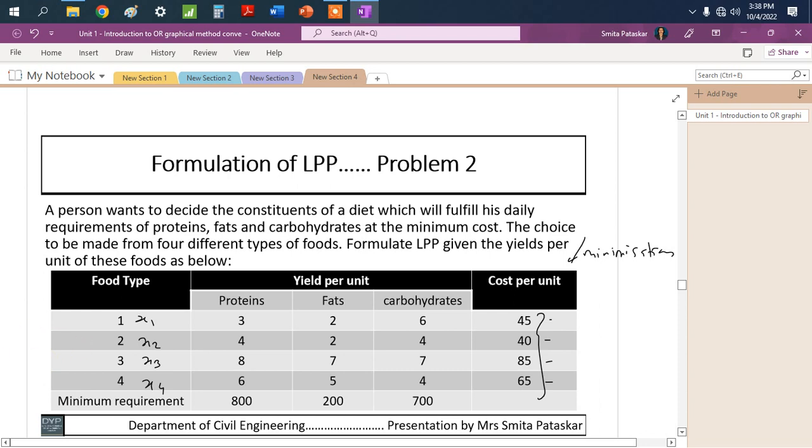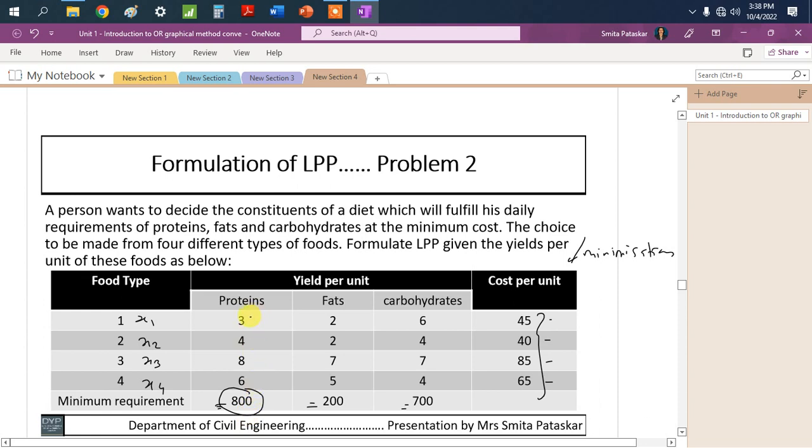and the constraints are, for each food type which is manufactured, there are 3 units of proteins, 2 units of fats, 6 units of carbohydrates for x1, 4 units of proteins, 2 units of fats, 4 units of carbohydrates for x2, and so on. And its minimum requirement is given as 800, 200, 700 and so on. So it will be here. So for all the food types, the protein minimum requirement is given as 800.